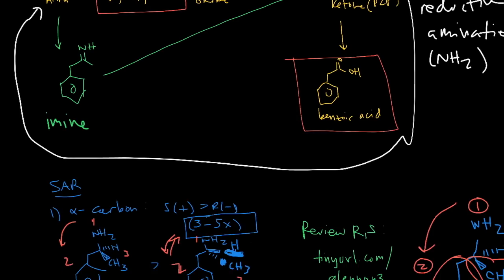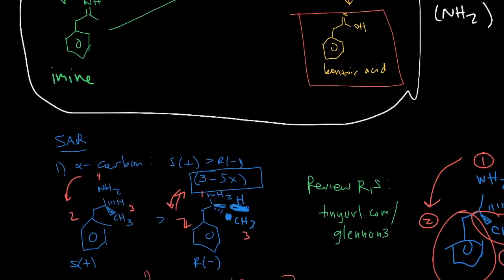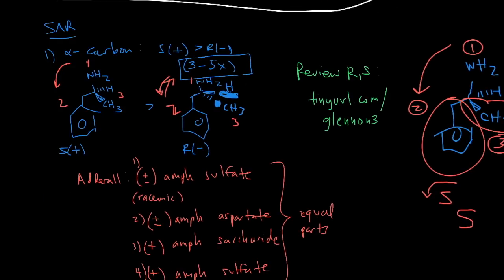Oh, remember, your major metabolites are the hydroxylamine and benzoic acid. I put them in red for you. SAR, just like anything else, adding anything to the alpha carbon makes it more potent. The S isomer is 3 to 5 times more potent than the R isomer.